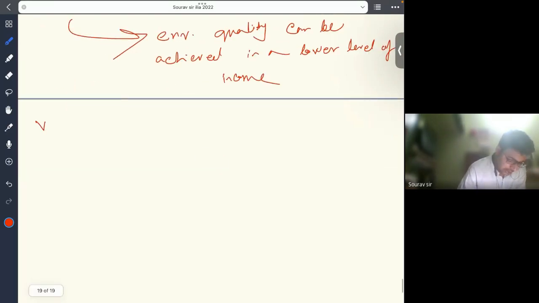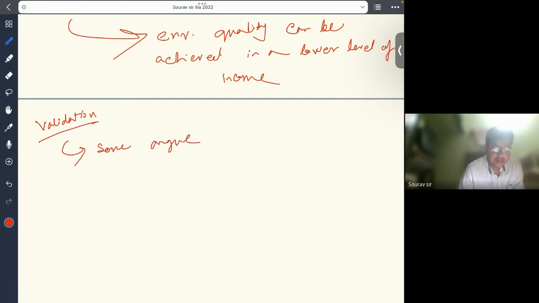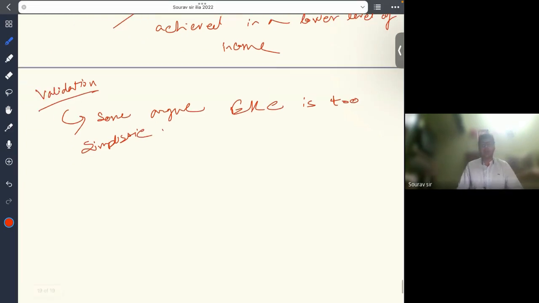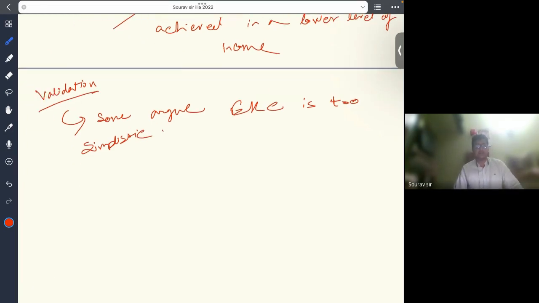So the validity of the theory should be judged. Some argue that the EKC is too simplistic a relationship, and it does not take into account the complexities of environmental degradation and economic development. Others also argue that the EKC is too optimistic, and that environmental degradation may continue to increase even at high levels of economic development.